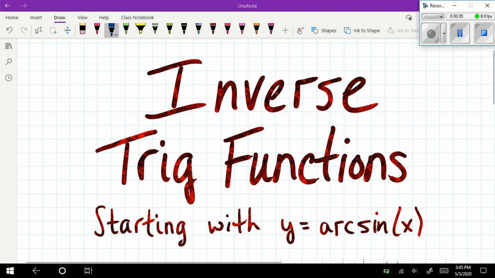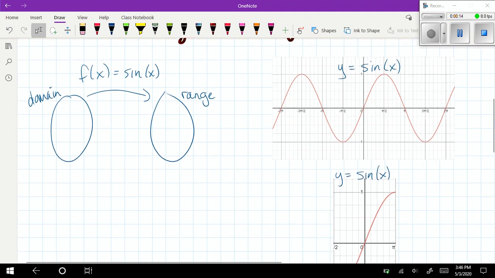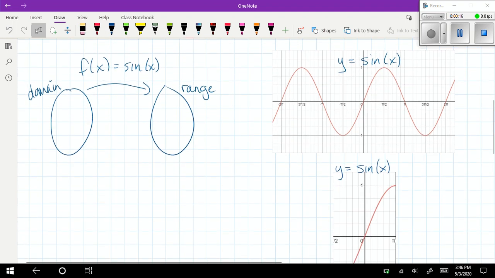Today we're going to talk about some inverse trig functions, starting with y equals arc sine of x. As a little review, I just want to talk about the fact that y equals the sine of x is a function, which means for every element in the domain, there's exactly one element in the range.